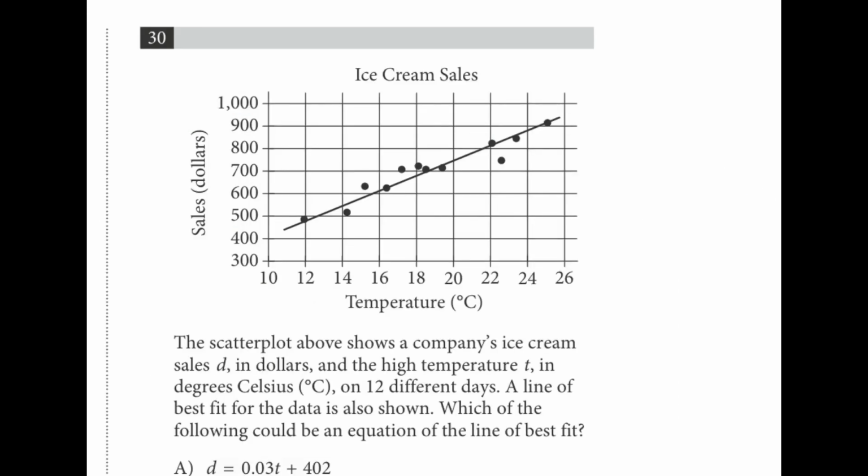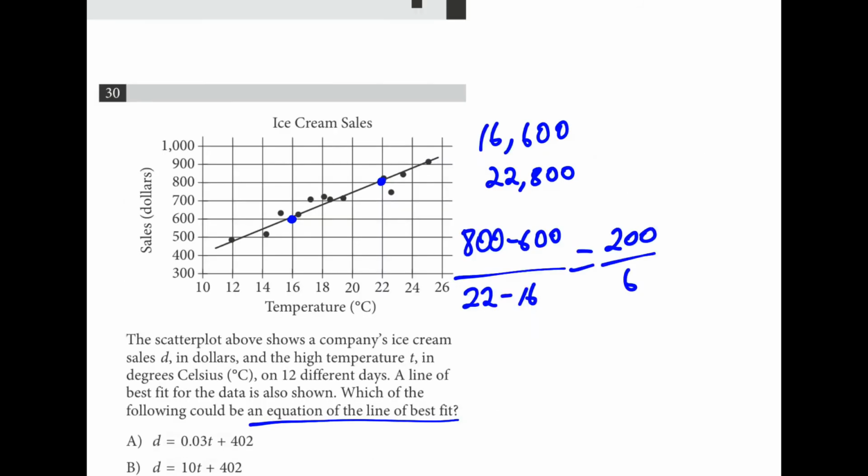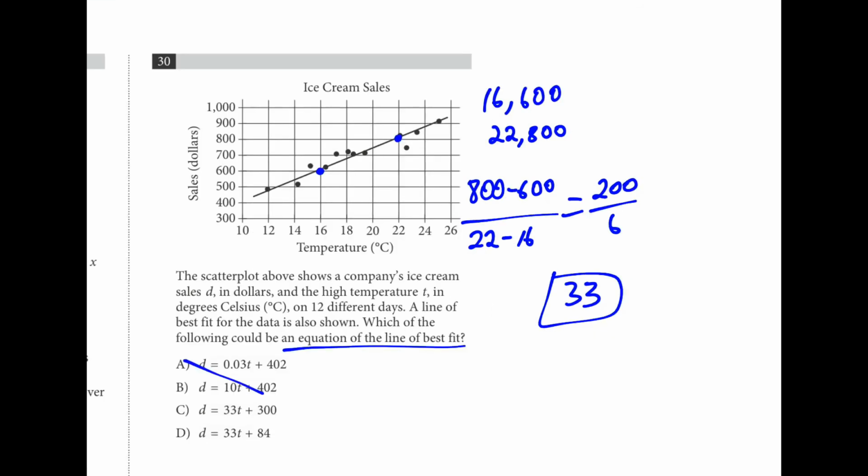30 wants us to find an equation of the line of best fit. So what I might do is pick 2 points, and I tried to pick 2 points that were somewhat pretty close to the actual line, and looked at their sales for those different temperatures. So the x is increasing by 6 and the y by 200. So if I take 200 divided by 6, I get 33, and that's my slope. So that rules out the first two.